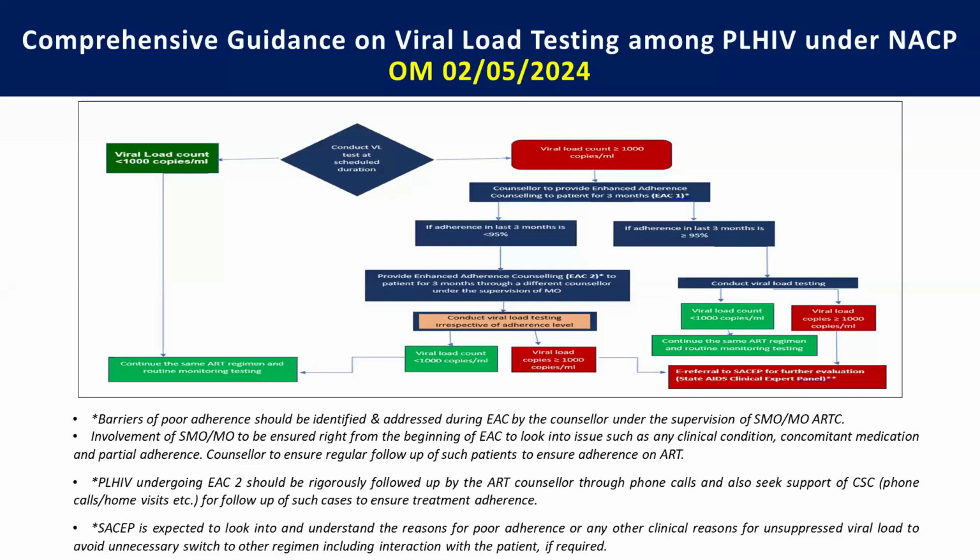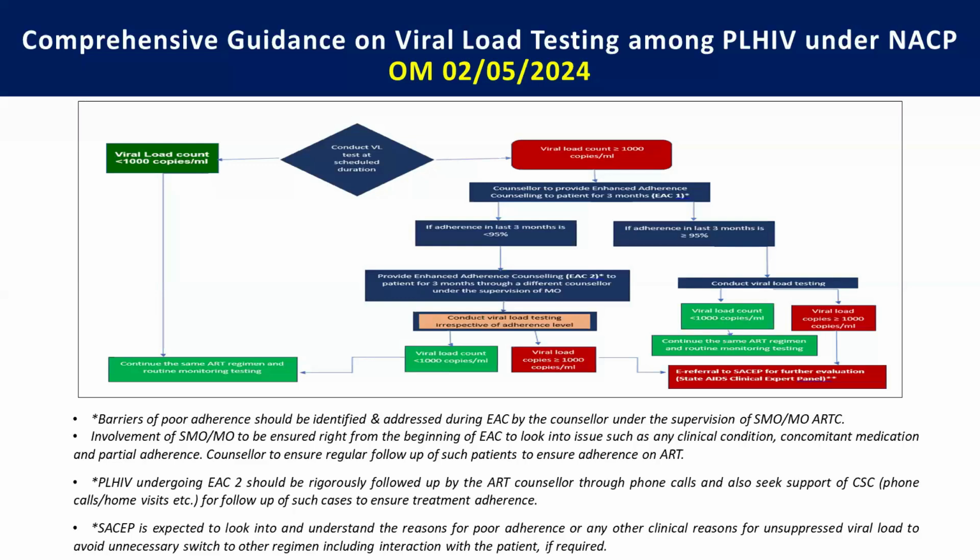The MO or the SMO, right from the beginning of EAC, has to look into issues such as any clinical condition, concomitant medication and partial adherence. And the counselor should ensure regular follow-up of such patients to ensure adherence on ART. And PLHIV undergoing EAC 2 should be rigorously followed by the ART counselor through phone calls and also seek support of CAC for follow-up of such cases to ensure treatment adherence. And SACEP is expected to look into and understand the reasons for poor adherence or any other clinical reasons.